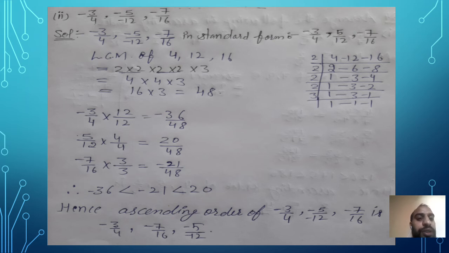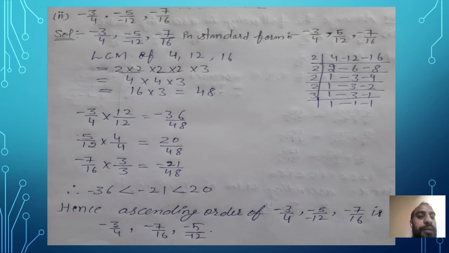After that, minus 21 is also negative, so it is also smaller, and 20 is the greatest number here. Arrange accordingly. Hence the ascending order of the given question is: first I need to check where is 36. It is with minus 3 upon 4. Write this one first, minus 3 upon 4. Then where is minus 21? It is with minus 7 upon 16.